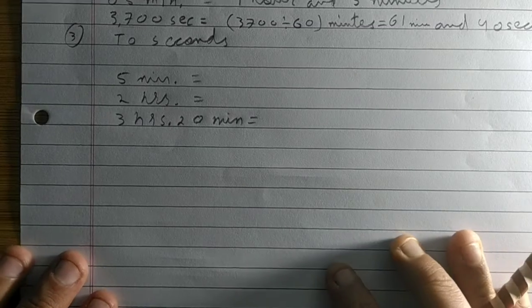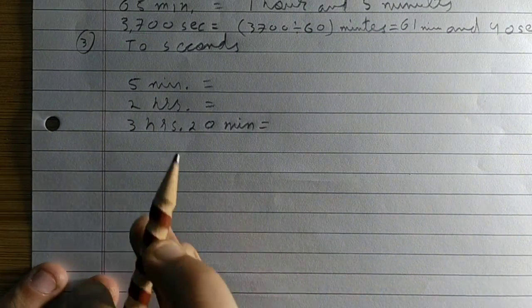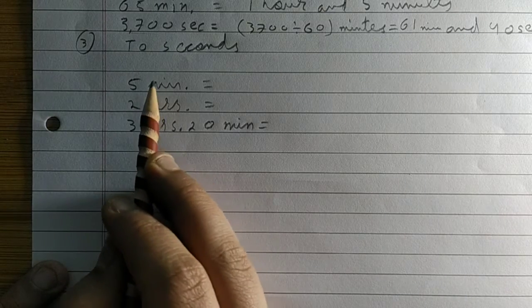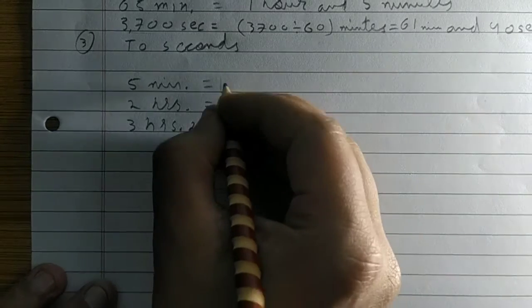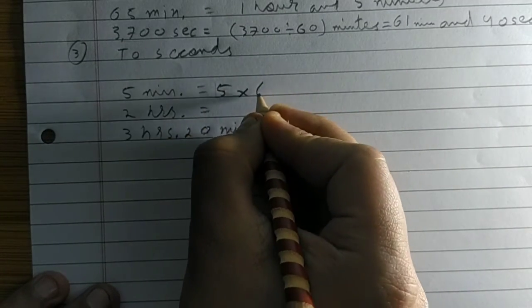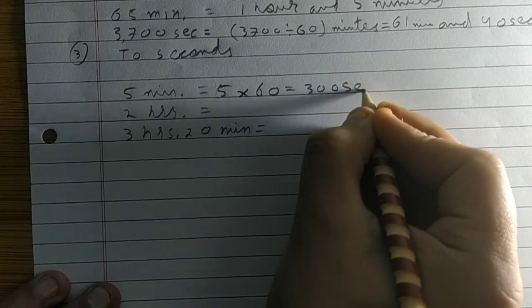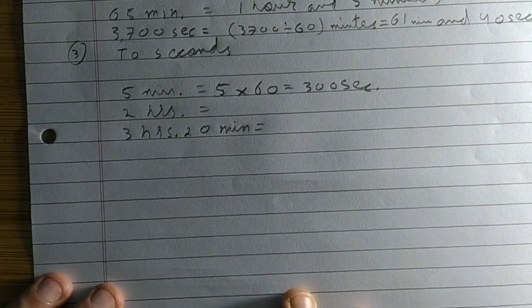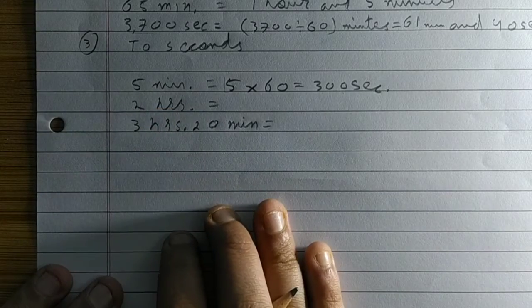Now let's move to the third category, where we have to convert to seconds. How to convert to seconds? When you convert from minutes to seconds, you multiply by 60. So this will be 5 into 60, which is equal to 300 seconds. And the second part is 2 hours.